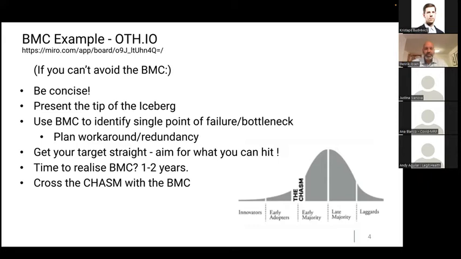So get your target straight. Aim for what you can hit. It's nice to have visions. It's nice to have a product that has a broad vision and a very powerful message. But in your business, you need to have a credible target that people believe you can hit.